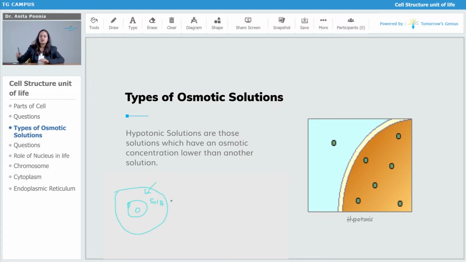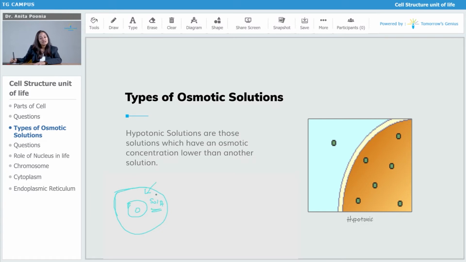Now the red blood cell is composed of something, right? It has some concentration, there is some medium. The cell has the cell content. So when the solution is kept with the red blood cell, what does this definition say? Hypotonic solutions are those solutions which have osmotic concentration lower than another solution.